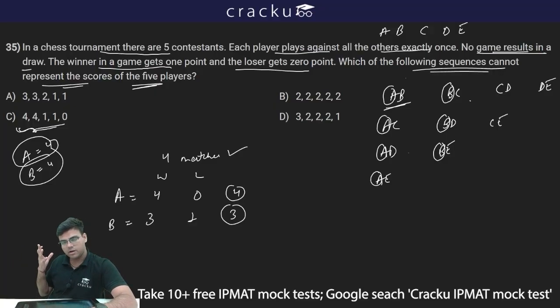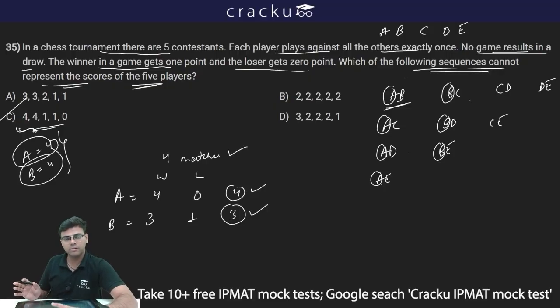Now, if 2 players have 4 points, it is like they are defeating each other. Like A is defeating B and B is defeating A, which is not possible. It is a hypothetical situation. Either A will win or B will win. So what will happen? A can score 4 points, B can score 3 points, but it is never possible that both of them can be scoring 4 points, and therefore I can say option C is the sequence which is never possible.